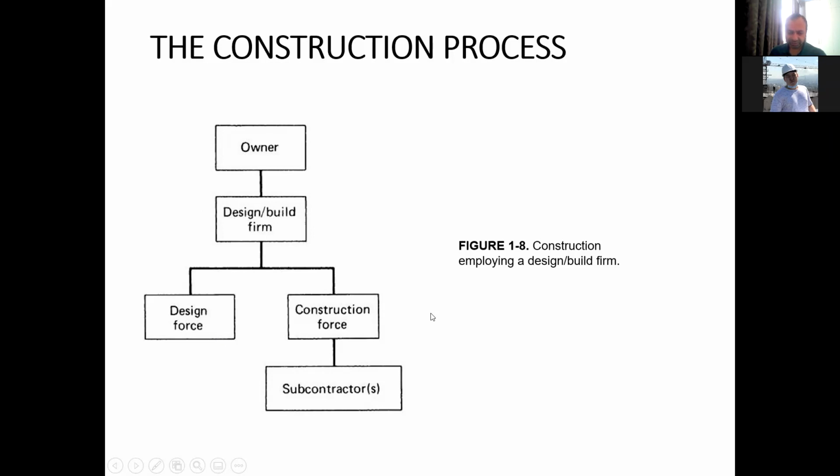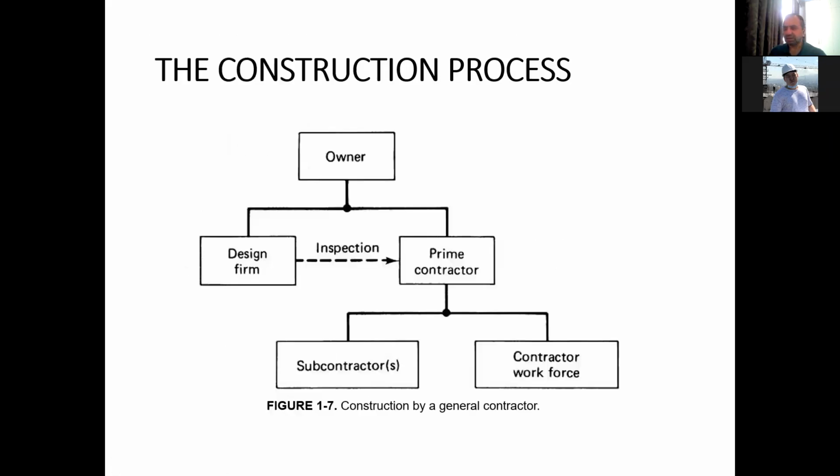It is in contrast to the general contractor type of arrangement. This is called the design-bid-build type of contract. In that situation, the owner actually has a contract first with the design firm, and then a separate contract with the contractor. The project is designed first, and then the designer works in collaboration with, or as an inspector to, the prime contractor.